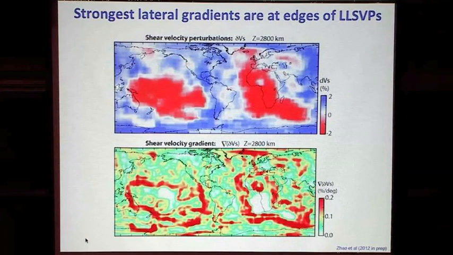There's also, maybe you'll talk about this, but these are from tomographic models, there's also forward modeling that shows very sharp gradients.